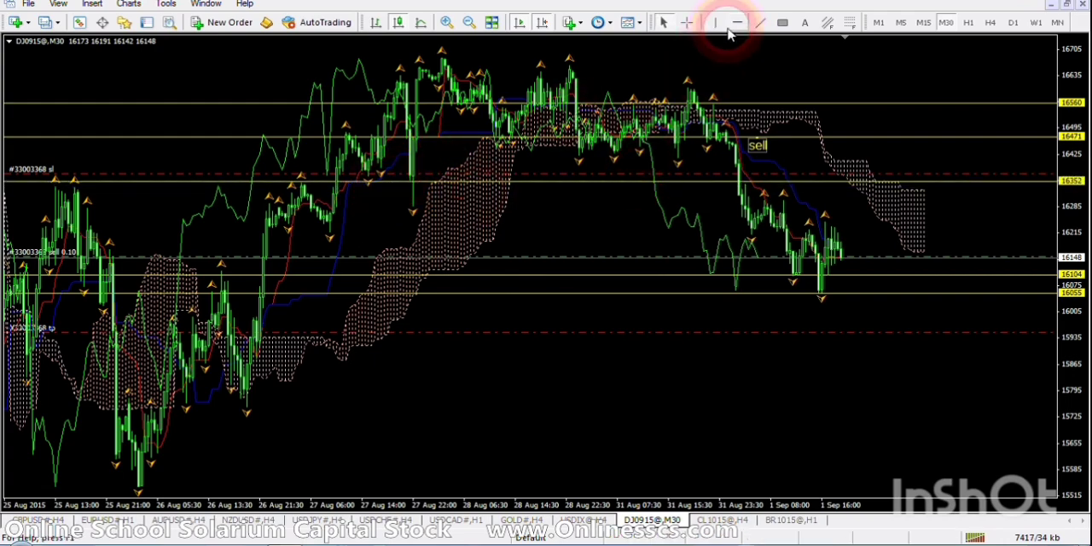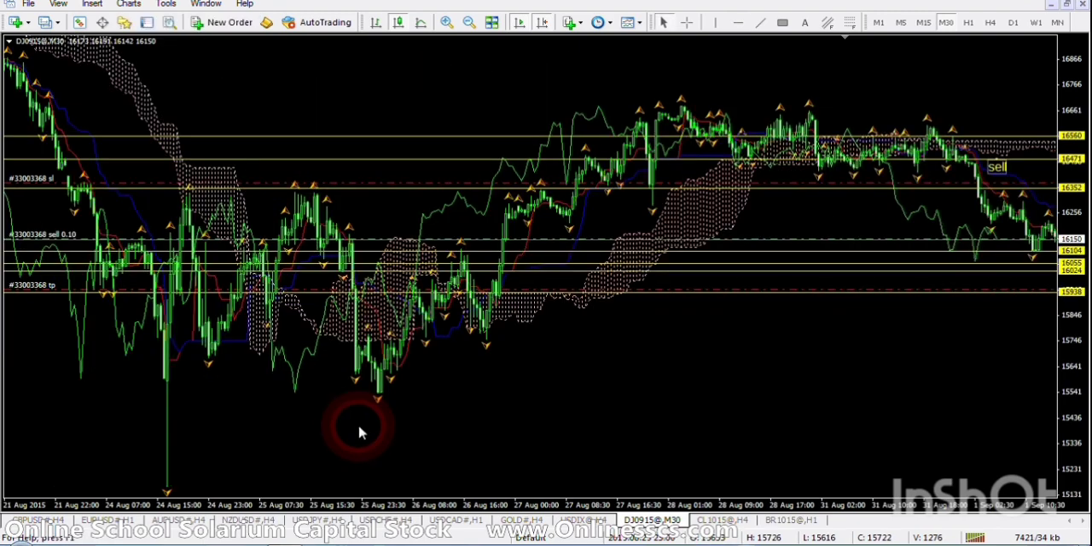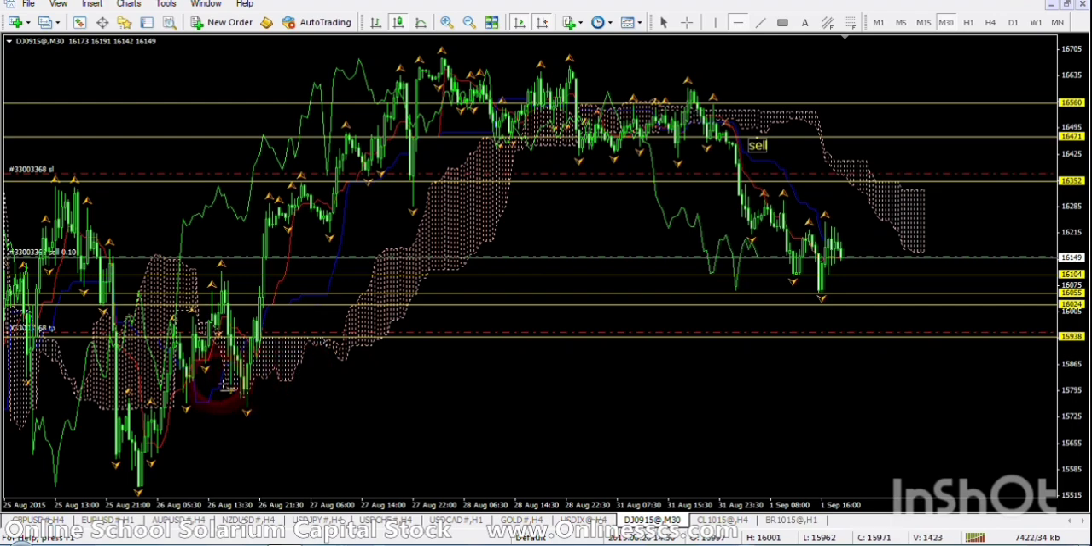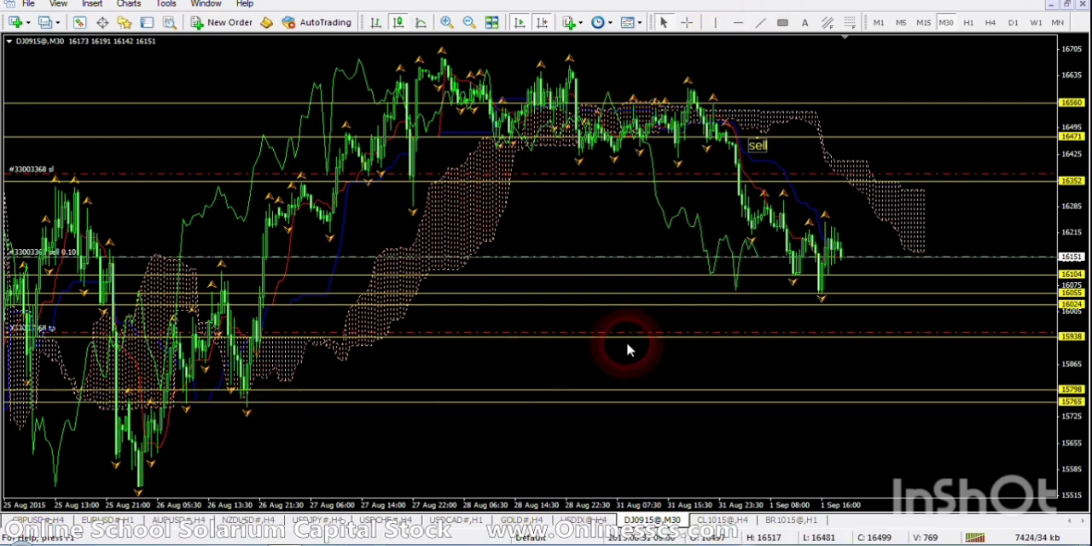Let me tell you a simpler way. Which one is more powerful? Which one do we consider? You should consider both. First the cloud and then Kijunsen. Now if my cloud breaks, the next pivot that I have is my flat line of Kijunsen.